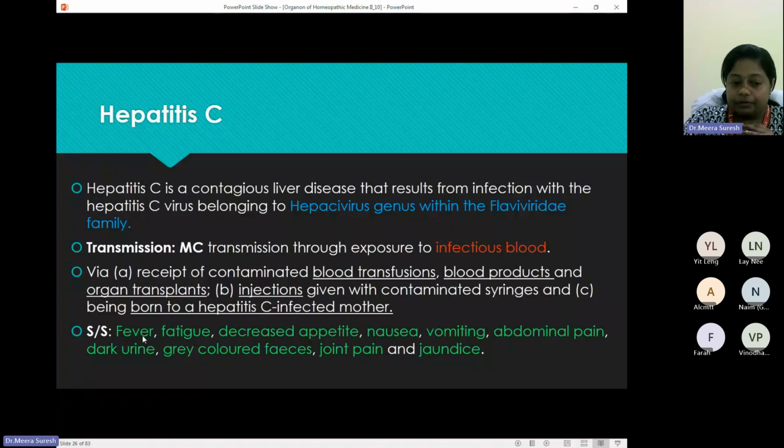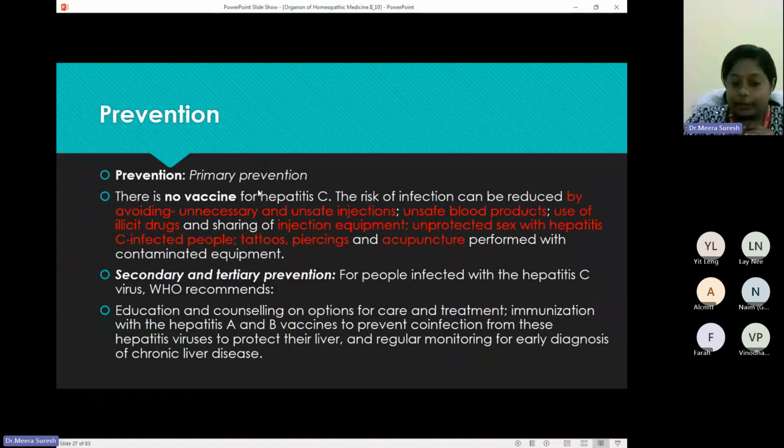The signs and symptoms will be fever, fatigue, decreased appetite, nausea, vomiting, abdominal pain, dark urine, gray colored feces, joint pain, and also jaundice. Primary prevention: there is no vaccine for hepatitis C, so we had better be careful. We should avoid unnecessary and unsafe injections, unsafe blood products, use of illicit drugs, sharing of injection syringes, unprotected sex with hepatitis C infected people, tattoos, piercings, acupuncture. We should be very careful when dealing with these.